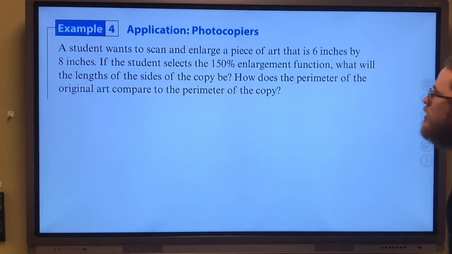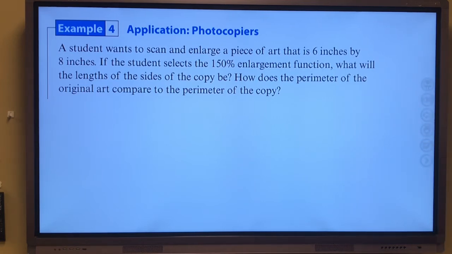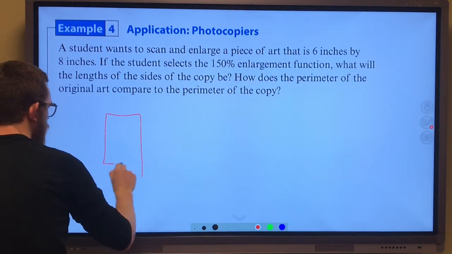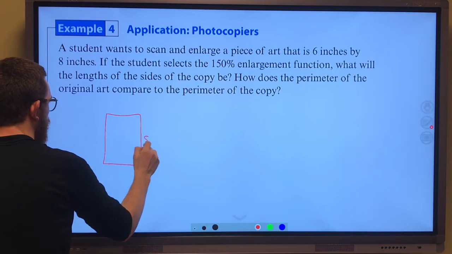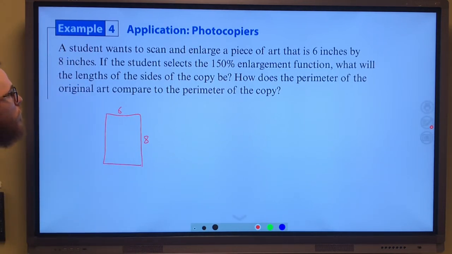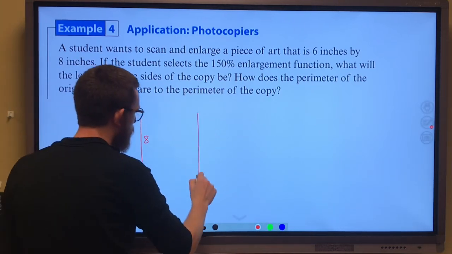Finally, it says a student wants to scan and enlarge a piece of art that is 6 inches by 8 inches. If the student selects the 150% enlargement function, what will the lengths of the sides of the copy be? How does the perimeter of the original art compare to the perimeter of the copy? Here's our original 6 by 8 piece of art. We want to enlarge it by 150%.